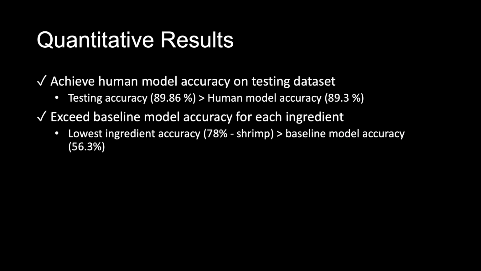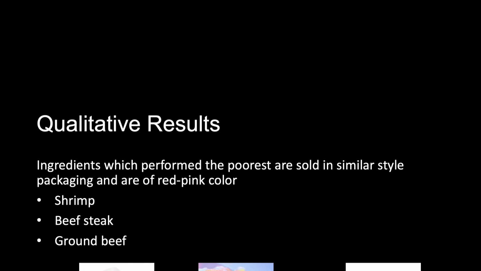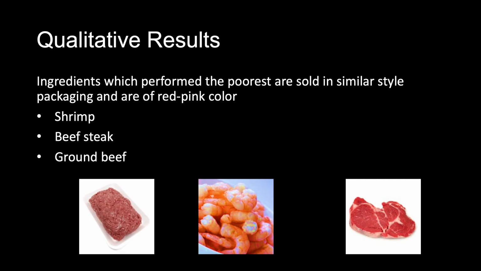We were very happy with these results because our average testing accuracy was comparable to the human model accuracy, and even our worst performing ingredient did better than the baseline CNN. This showed that our model was effective. There were some interesting qualitative results as well. As humans, items with similar textures and patterns can throw us off. Our model seems to do the same thing.